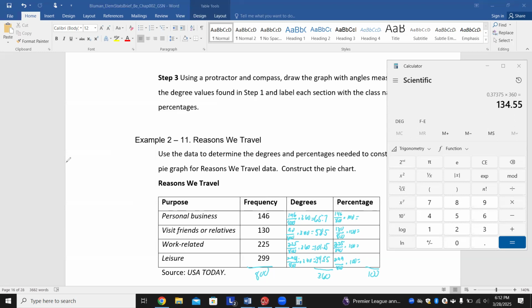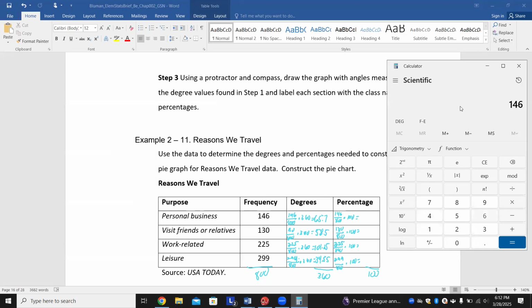Or 360. So I'll take that number and I would say 134.55 plus 101.25 plus 58.5 plus 65.7, and I get 360 degrees. So I know I got my degrees right. Now I can do the same math for my percentages.